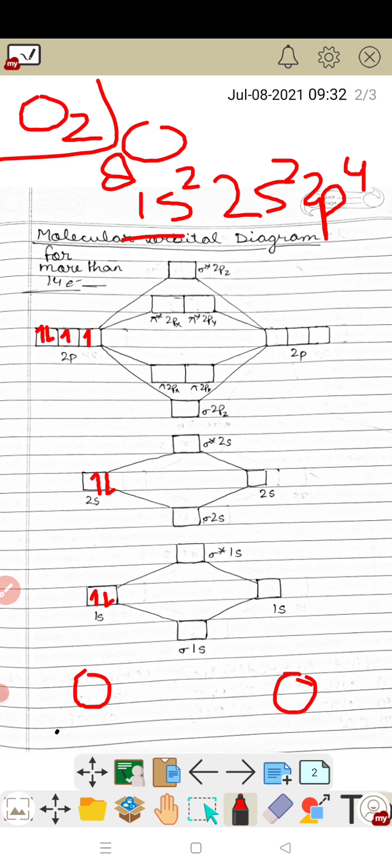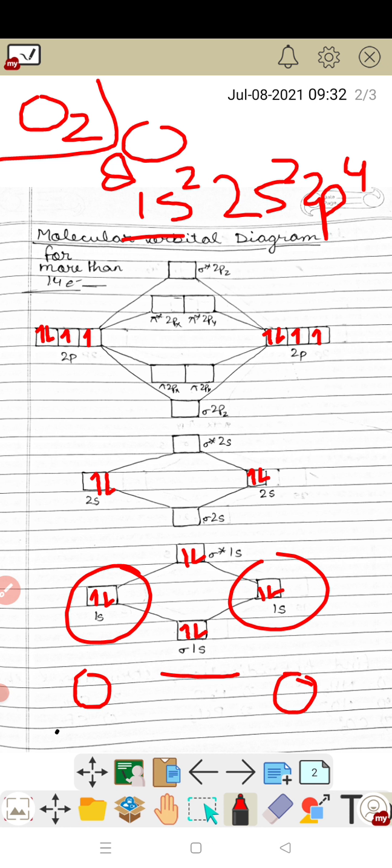Similarly, second oxygen में 1s2, 2s2, 2p4, 1, 2, 3 and 4. Here we can see 1s2 and 2s2, that is 4 electrons. So fill here. Firstly we fill electrons in the bonding orbitals. After that, antibonding is represented by the star. This star represents the antibonding.